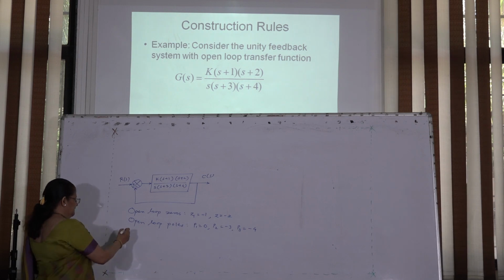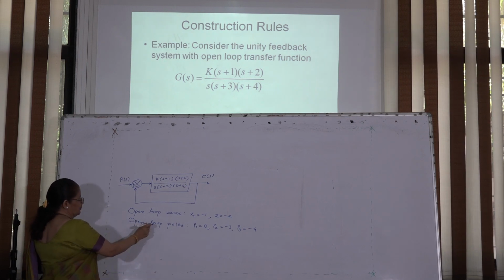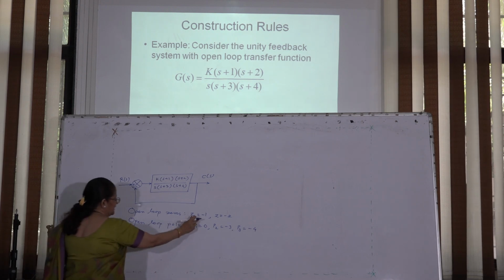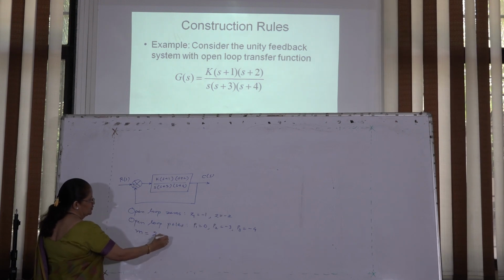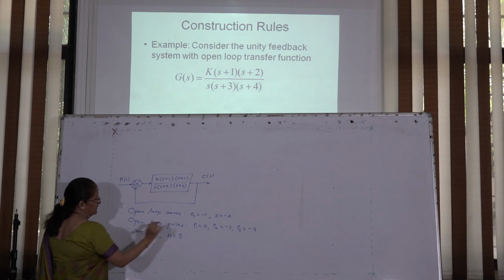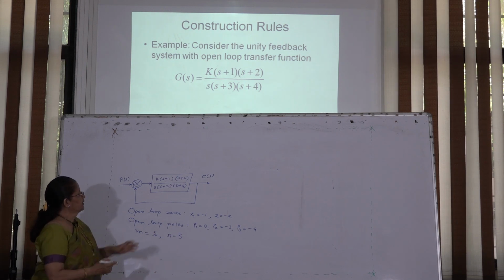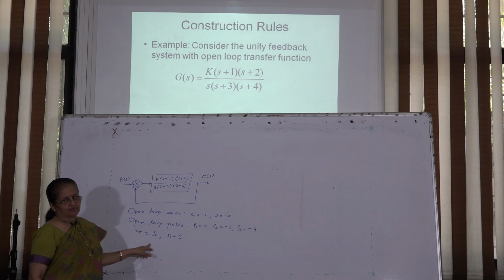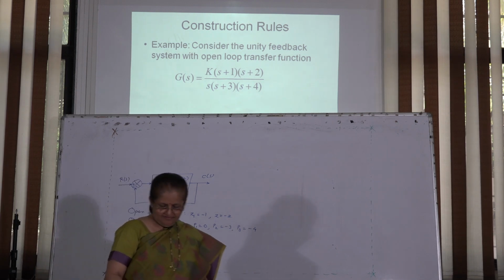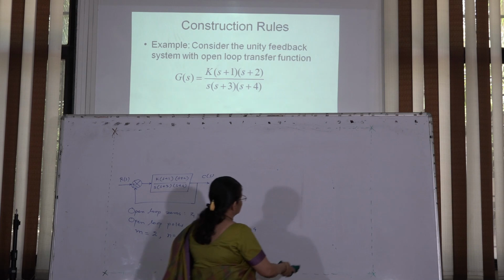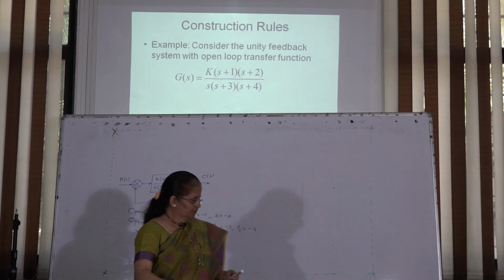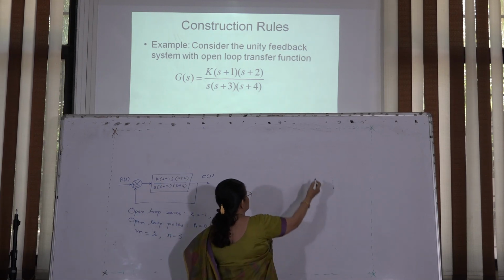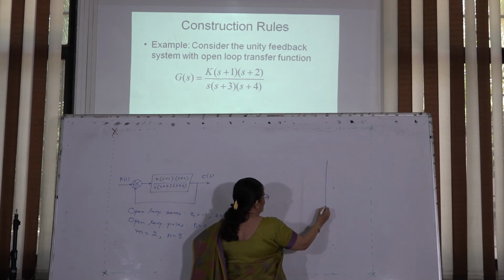The notation which we are using for the number of open loop poles is N and for open loop zeros it is M. So, how many zeros are there? 2 zeros are there. So, M is 2, N is 3. That information we will get from this transfer function. Now, what we want to see is which part of the real axis will lie on the root locus. So, draw these open loop poles and zeros on the S plane.